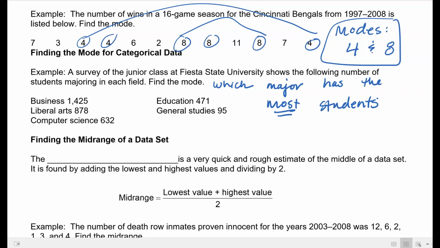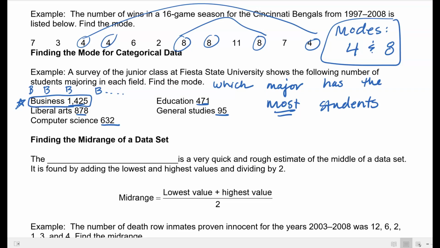So in this case, you look at this a little bit differently. If you notice each of these numbers, none of them repeat. That's not what we're being asked here. If you think about what these numbers mean, there were 1,425 students who all selected business. So imagine what that list looks like. You're going to see business and business and business and business 1,425 times. That's going to be our mode because it occurs the most.